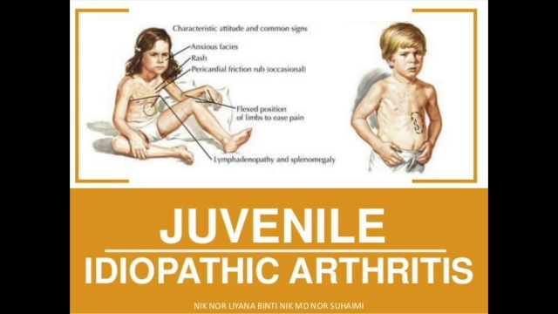Pauci-articular or oligoarticular juvenile idiopathic arthritis is under 5 joints involved. This most commonly affects the medium to large joints, and they do have iridocyclitis, which is an anterior uveitis in 50% of all cases. So that's the oligoarticular.